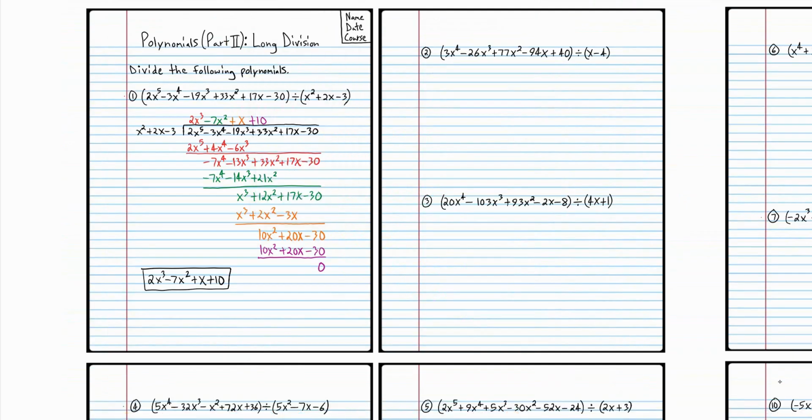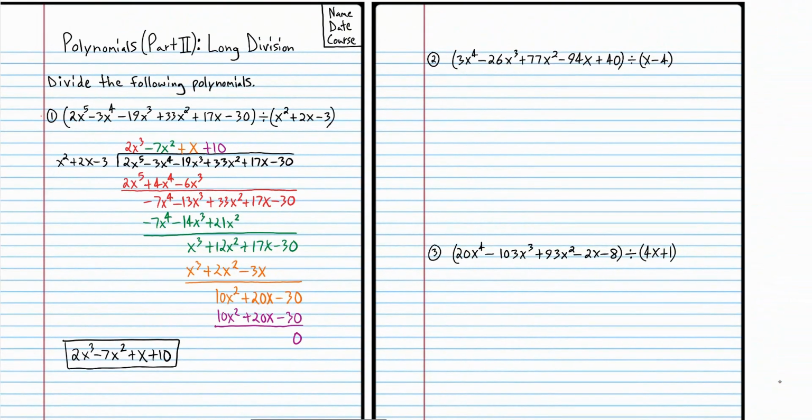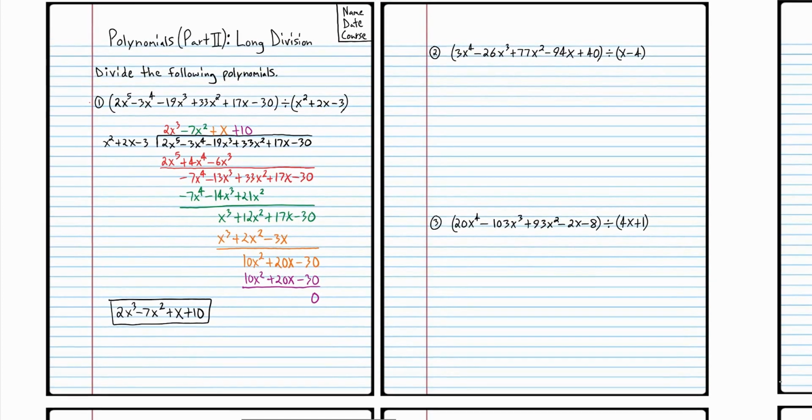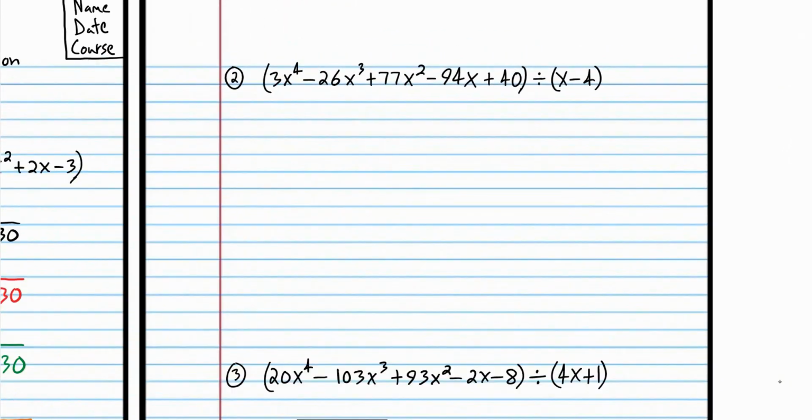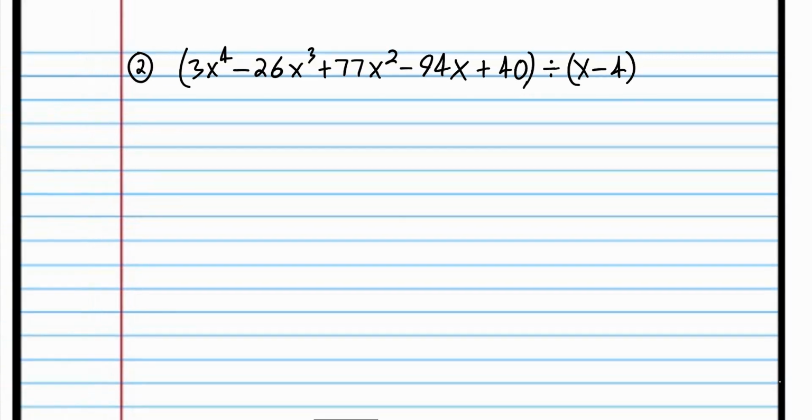Now, you don't have to use different colors. The only purpose of that is to show you the different cycles. So in this problem, we had 4 cycles: a red cycle, a green cycle, orange cycle, and a purple cycle. So 4 cycles total. But you don't have to use the different colors. So let's try another problem. We'll try a couple more before you try one on your own.